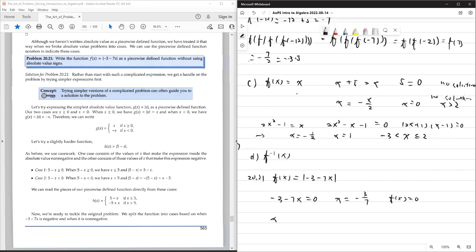So when x is greater than -3/7, -3 minus 7x, let's see, will be greater than 0. Let's see if it is greater than this. Actually, it will be less than 0, right? So if I pick -1 and plug in, no, this is greater than 0.